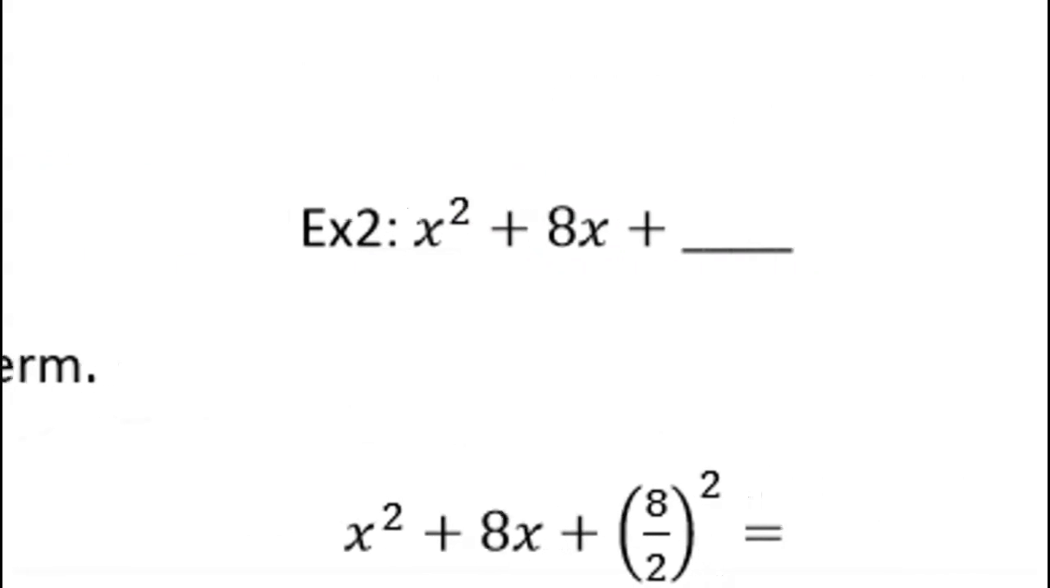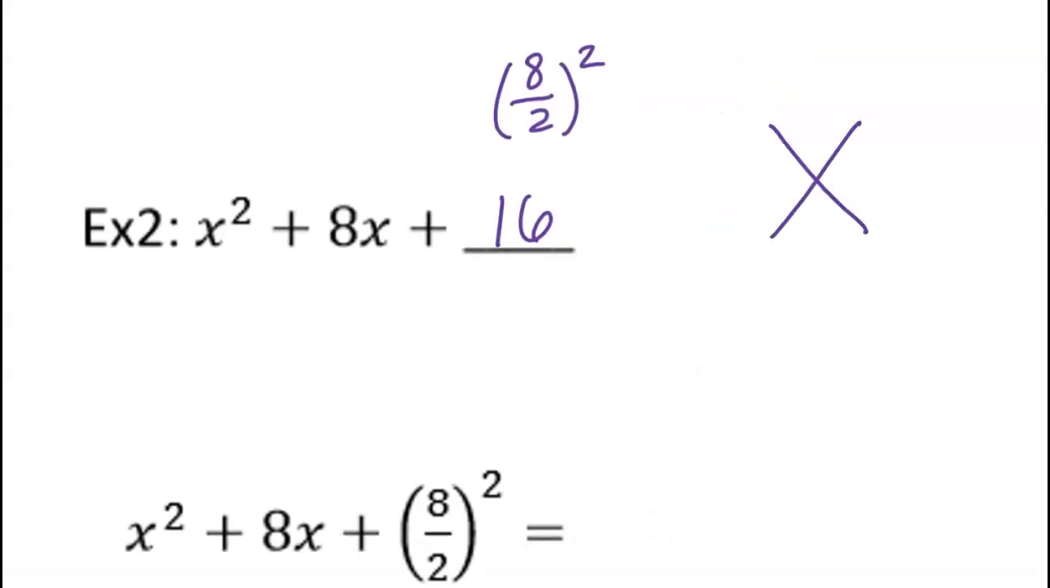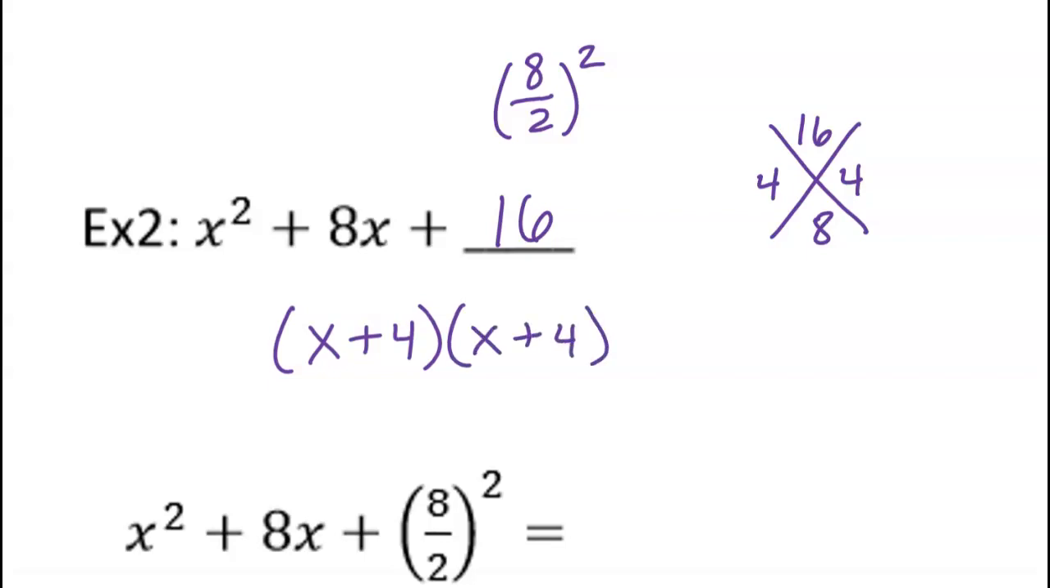So over here, in my little example, my b value is 8. So what I'm going to be adding in here is 8 divided by 2, which is 4, squared, 16. Now, if I were to go ahead and actually factor this, I have 16 here and I have 8. What multiplies to be 16 but adds to be 8? 4 and 4. So this actually factors into (x plus 4) squared, which can be written as a perfect square.